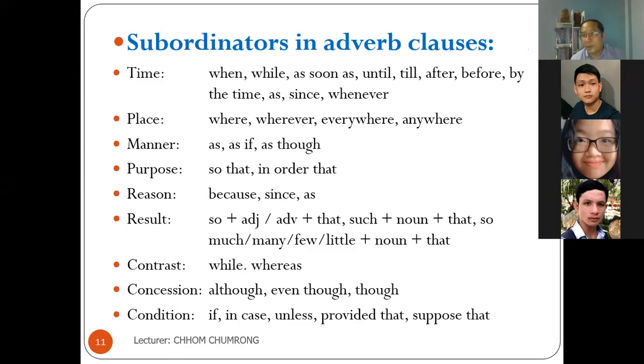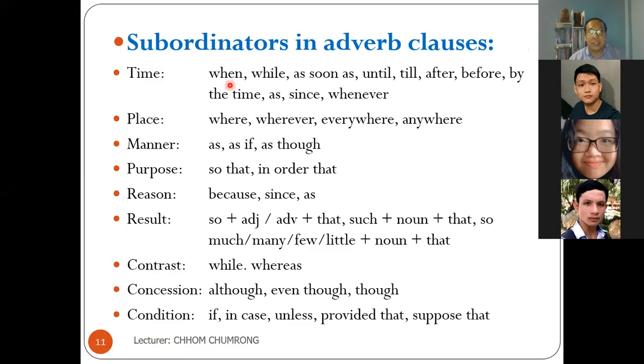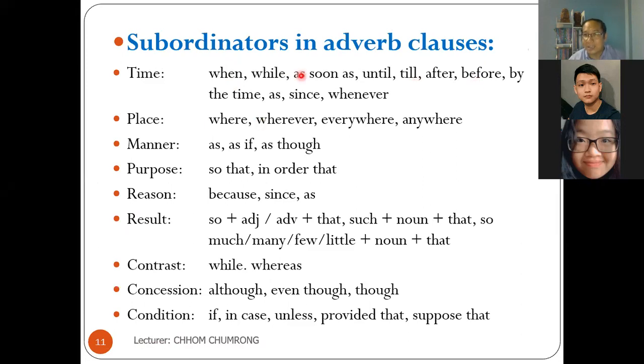And talking about adverb clauses, there are many kinds of conjunction, right? More than the adjective clause, more than the noun clause. Like adverb of time: when, while, as, until, till, after, before. These are called conjunctions. What kind of conjunction? Subordinating conjunction.